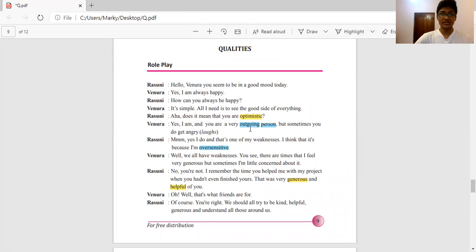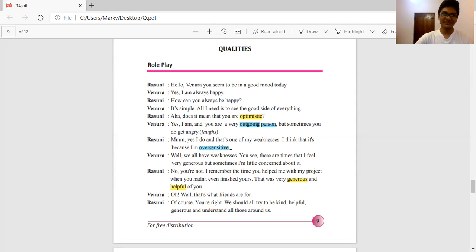And Rasuni is an outgoing person and oversensitive. So that's one positive quality and a negative quality. So being oversensitive means that you easily get angry. So anger is an emotion, so it's a negative emotion, right? So being oversensitive isn't always great because it leaves you in an uncomfortable situation sometimes. Okay, basically you are hot tempered, you easily get angry. So that's not good.